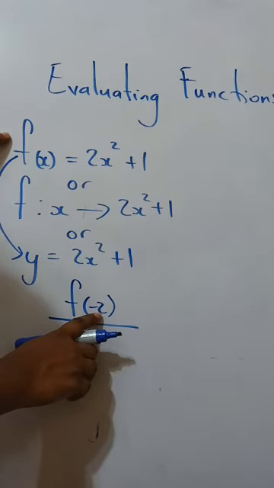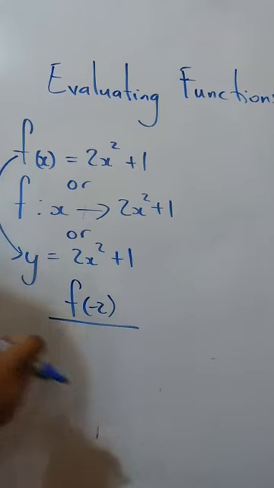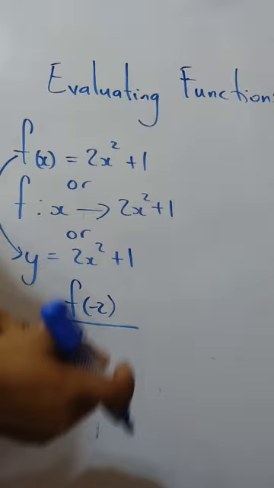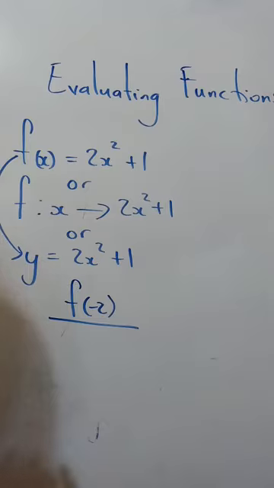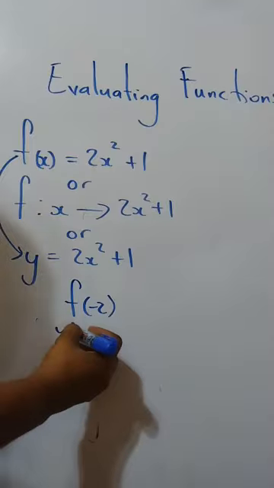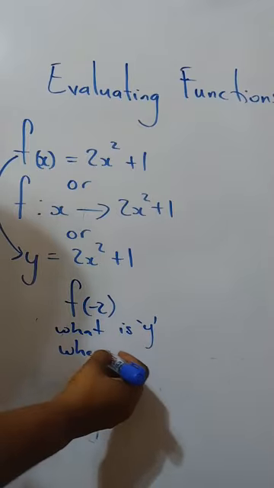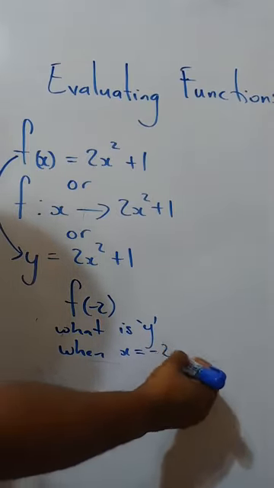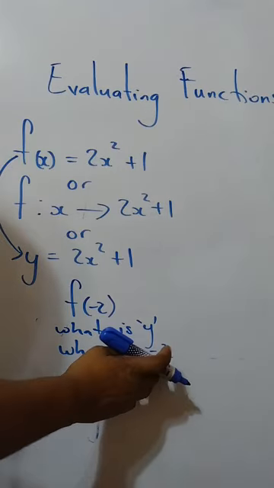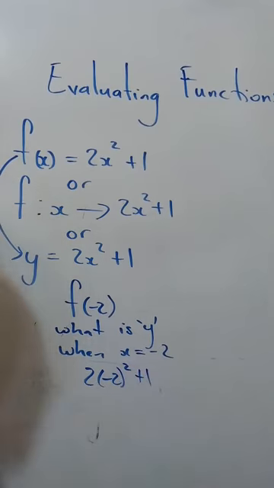It means that in the function f of x, I should replace x with negative 2. Just as though I would have said, what is y when x is negative 2? This is a shortened way of asking you the very same thing. So f of negative 2 is saying, what is y when x is equal to negative 2? You do your substitution. So you say 2 times negative 2 squared plus 1. We can ask you one thing in more than one way.